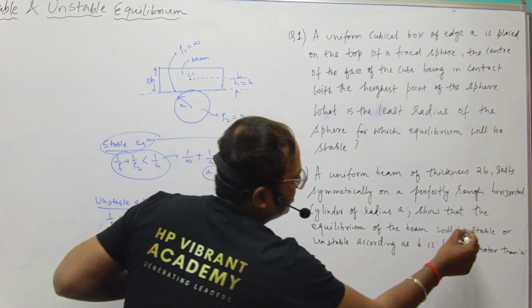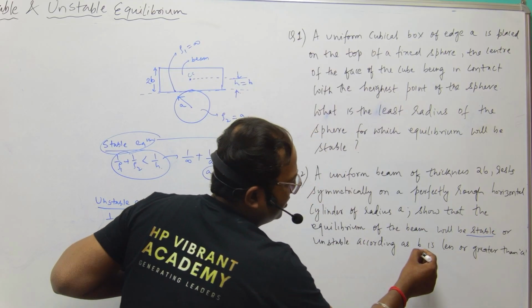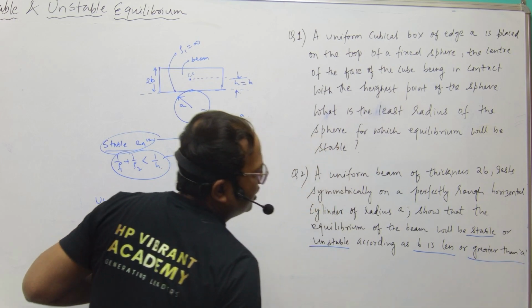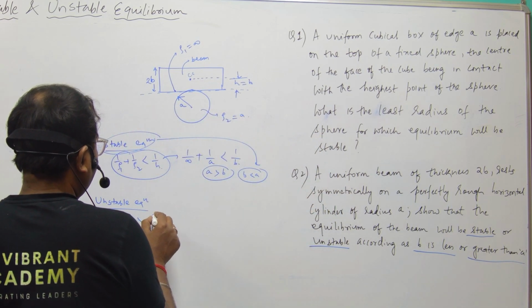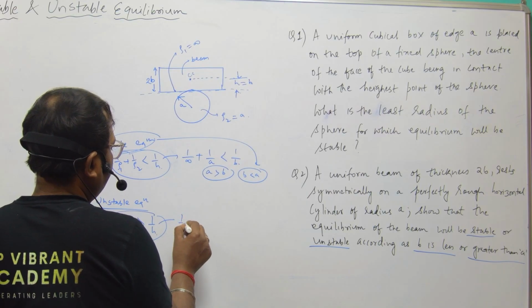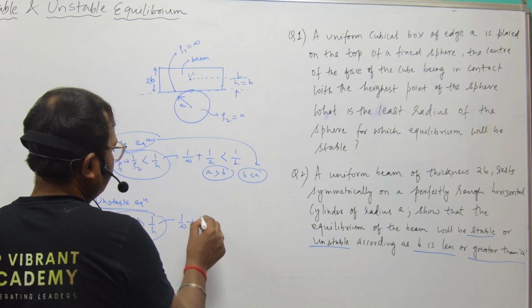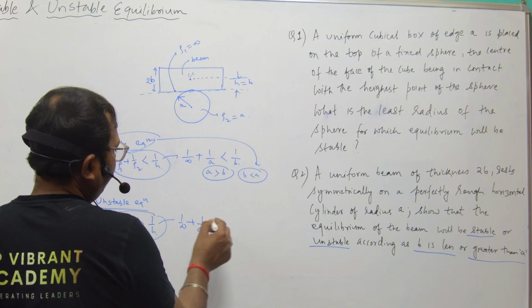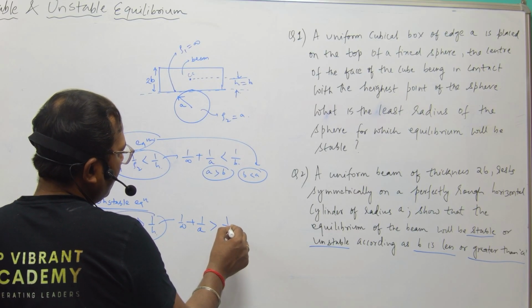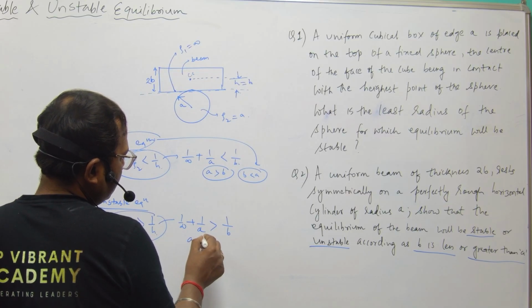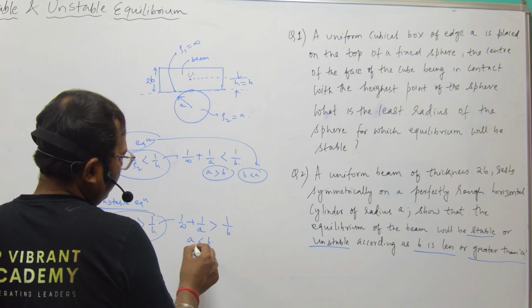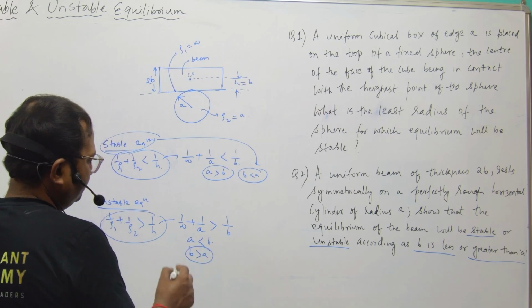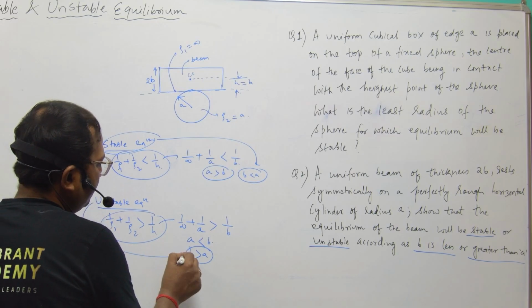So the equilibrium is stable as b is less than a. For unstable we have to show b is greater than a. So let us put the values here. We have 1 upon infinity, rho 1 is infinity and rho 2 is a, and this is greater than 1 upon h, where h is b. So from here a is less than b, so we have b greater than a. So for unstable equilibrium we have b greater than a.